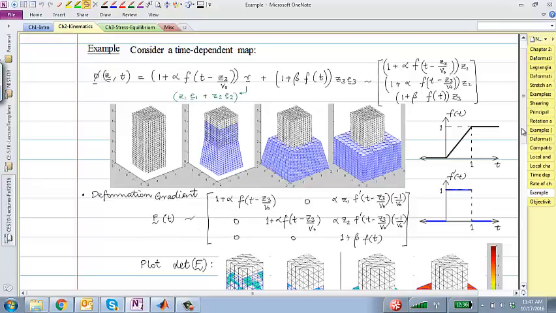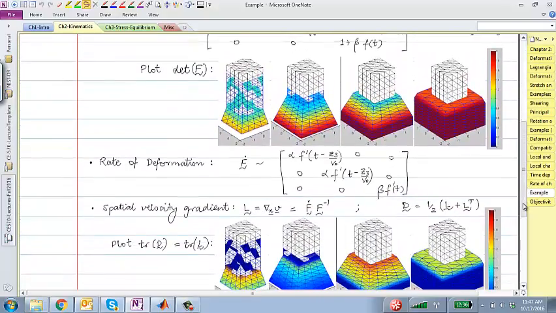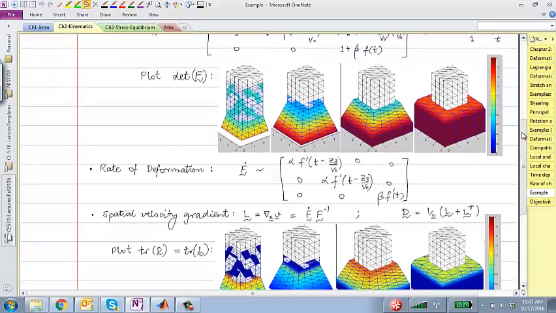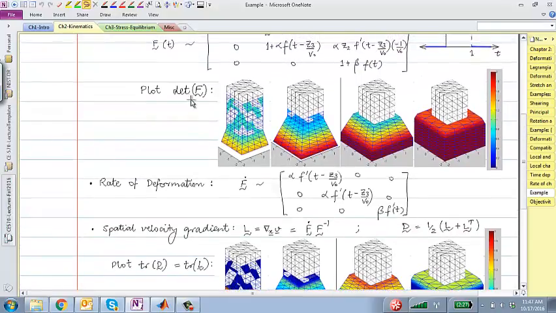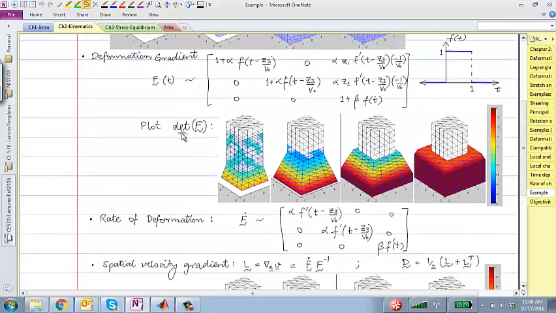Okay, and I'll show you a couple of animations here of how to visualize these things. But essentially, what we are doing is plotting the determinant of F. What is the determinant of F, by the way? What is the physical significance of the determinant of F? Local volume changes. The determinant of F is proportional to local volume changes, right?